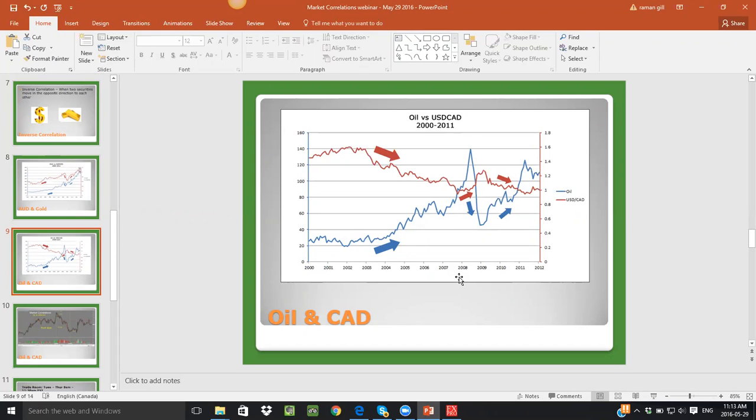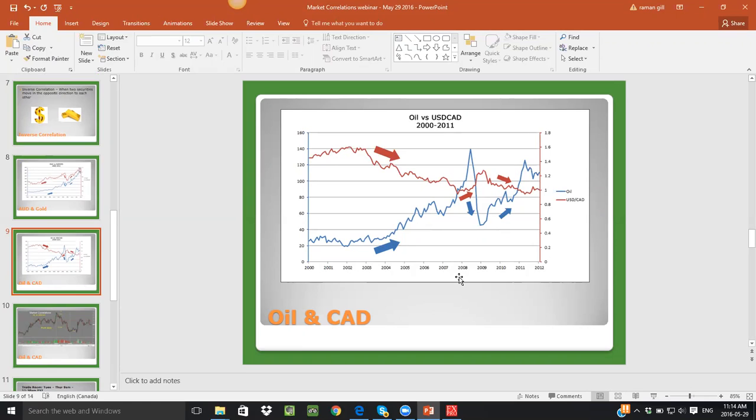So we here produce a lot of oil and we sell it to the US because we are closely tied with the US economy. So when the US economy goes up, there's more demand for oil, and as a result, they're buying more oil. So when more oil is purchased, you have to again convert from US dollars to Canadian dollars, and the demand for Canadian dollar goes up. And as a result, Canadian dollar will go up.